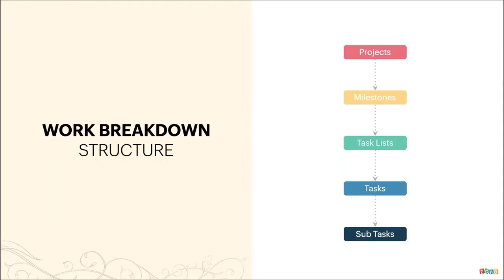And task lists can be considered as to-do lists, which consist of all your tasks and subtasks. So when you complete a group of subtasks, you're completing a task. When you complete a group of tasks, you're completing a task list. And similarly, when you complete a group of task lists, you're completing a milestone. And once all your milestones are complete, your project should be ready for delivery.